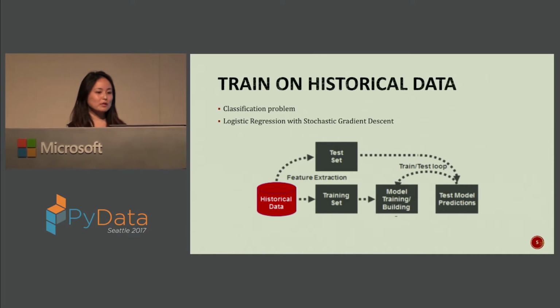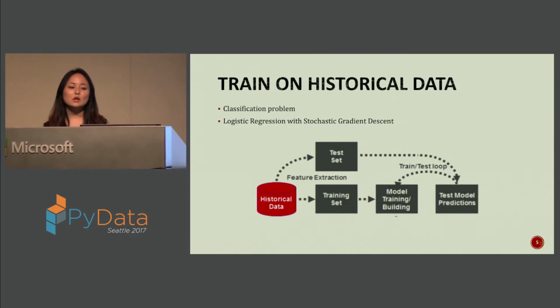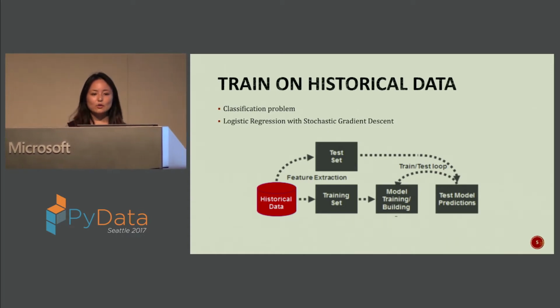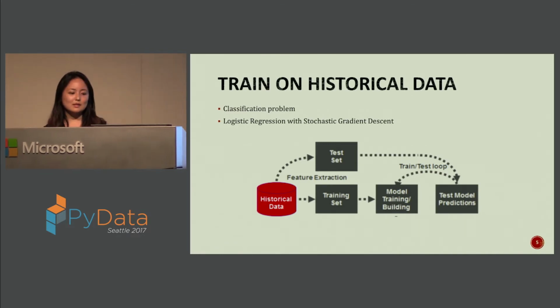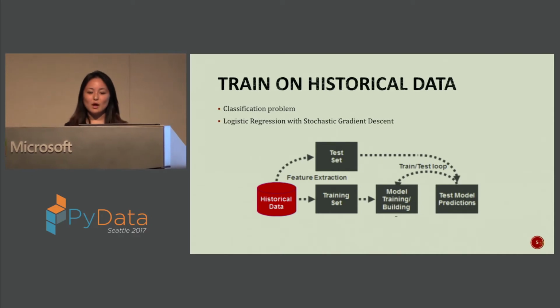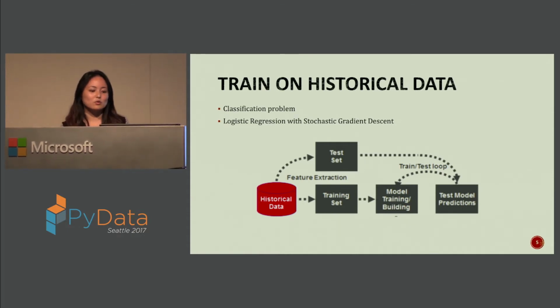So the problem we're trying to solve here is a classification problem. You can use something like logistic regression or random forest. And when you train a model, you usually split the data you have into a training set and a test set, and iterate through the training process and the validation process. And eventually you will have a model, and you can save that model to a file. What that means is if you're using Python, it can be a pickle file. If you're using Java, it can be a POJO.